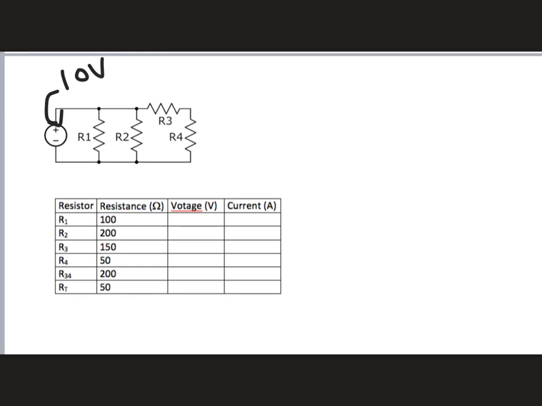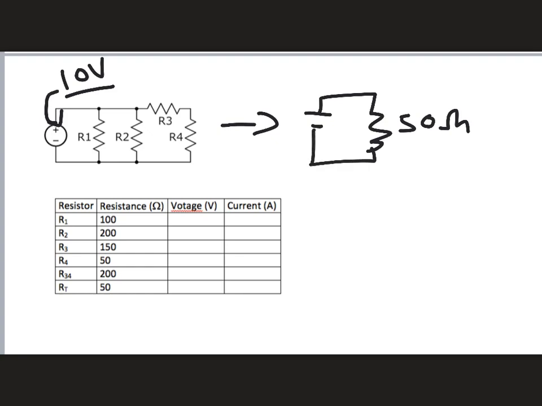Now, I've summarized those values in this chart here. Remember, we know the battery is 10 volts, and we were given the values of R1, 2, 3, and 4, and we calculated R3,4 and the total resistance, and we made this table. And so what we did was we reduced this into a single equivalent resistance of 50 ohms and 10 volts.